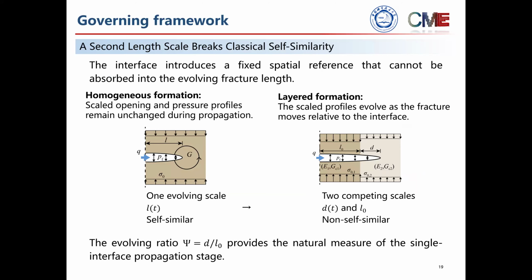We can now state the central mathematical consequence. In a homogeneous formation, the scaled opening and pressure profiles can remain unchanged during the propagation. The fracture length provides the evolving length scale, and the solution is self-similar. With an interface, there is a second scale, the fixed distance between the injection point, the interface, and the moving tip. As the fracture propagates, the ratio between those scales changes continuously. Therefore, the scaled profiles must also evolve. In other words, the interface introduces a spatial reference that cannot be absorbed into the fracture length.